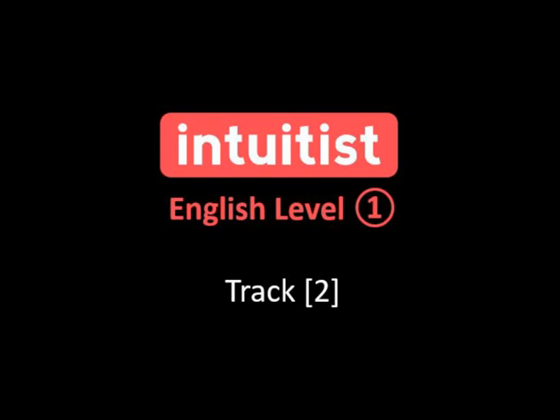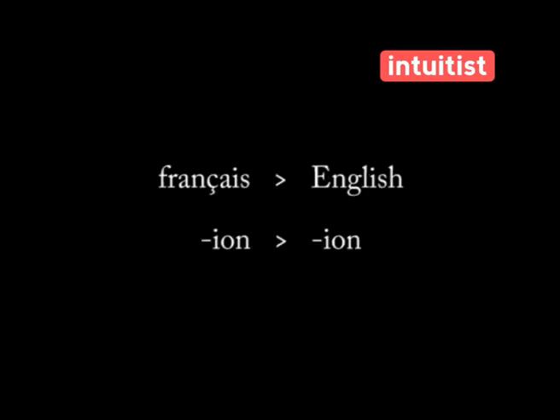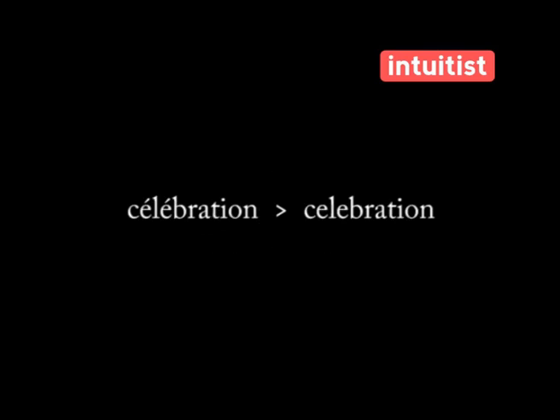In track 1, we saw words like reservation, situation, position. French words ending in -ion are generally the same in English, and there are tons of them. For example, une célébration, a celebration.